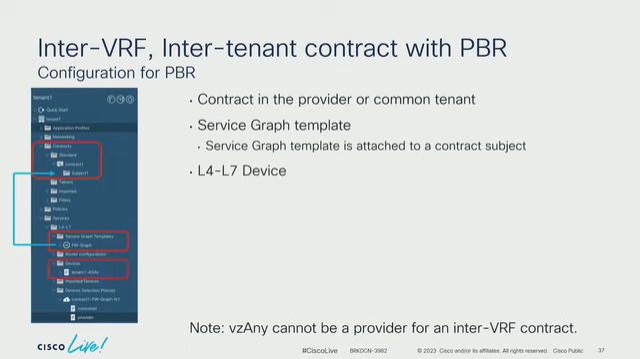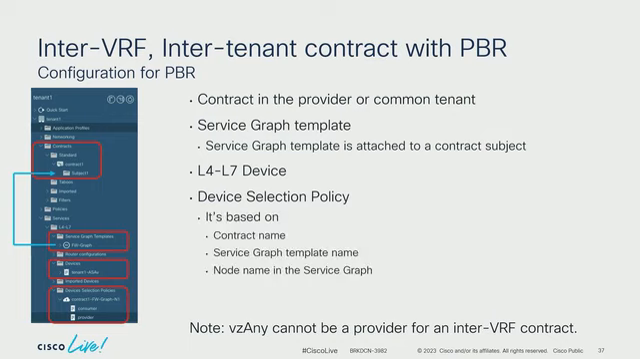Then L4, L7 device and device selection policies are the PBR configuration. L4, L7 device can be exported to another tenant. So as long as it's exported, it doesn't matter original location. The device selection policy is how to define which device we need to use for which service graph.